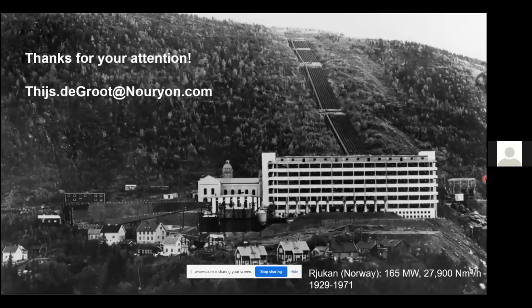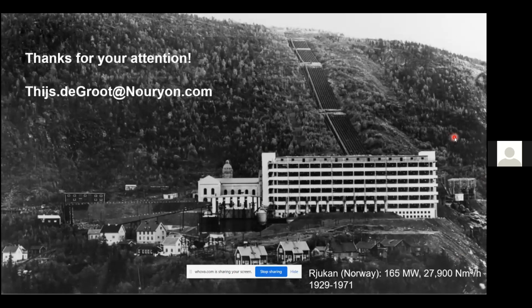Okay, and that brings me to the end of my presentation. I always like to close with this picture because it's a bit back to the future, or back to the past. This is a water electrolysis plant in Norway, 165 megawatt, which was operational for almost 50 years in the 20th century. And this building you see here is not the parking garage. It is the big electrolyzer building that once existed.